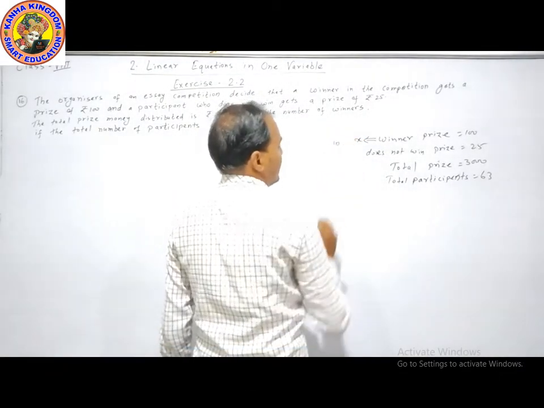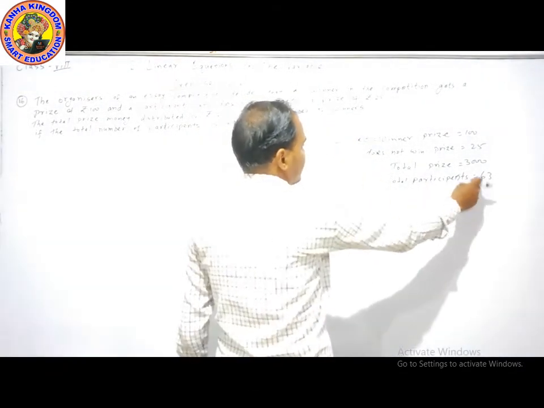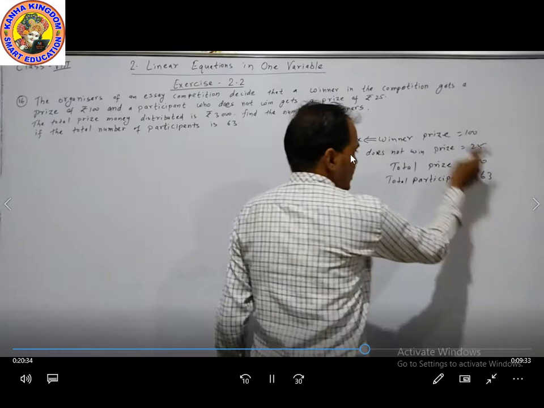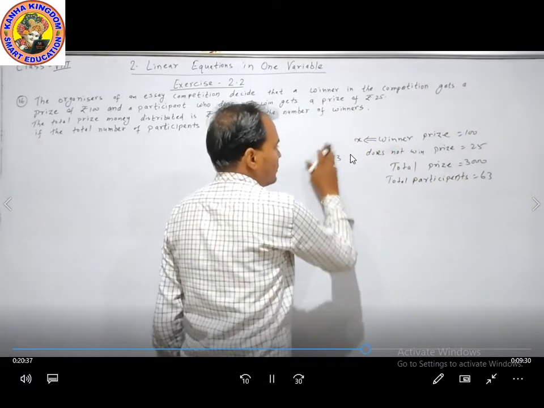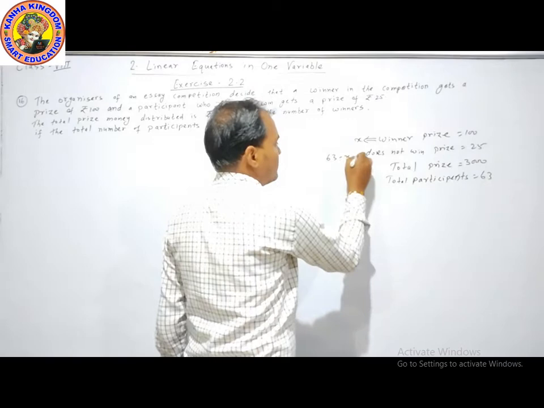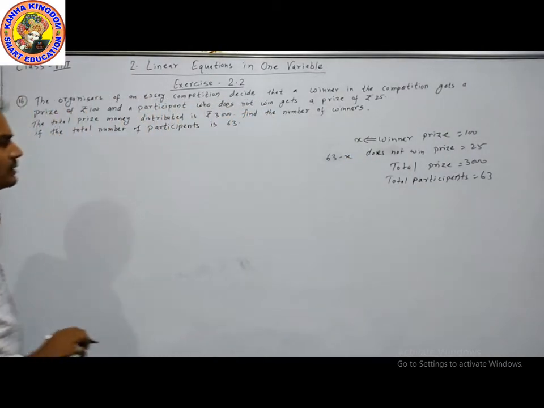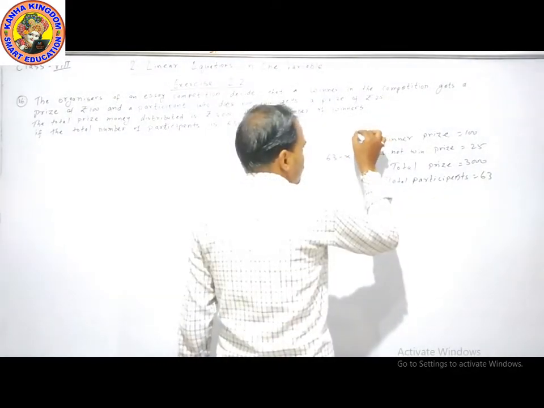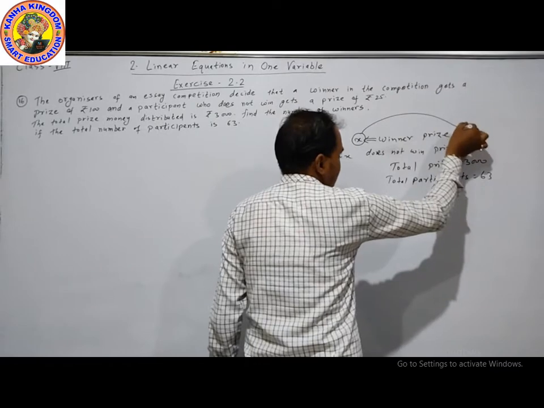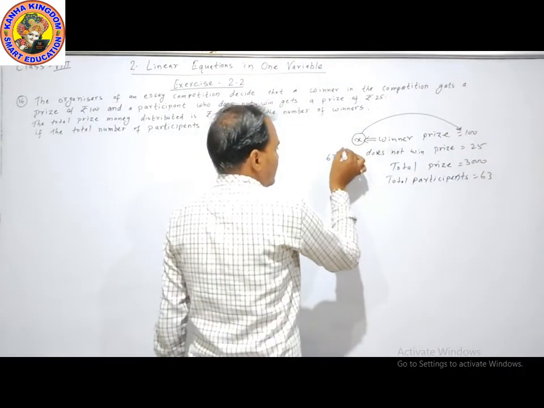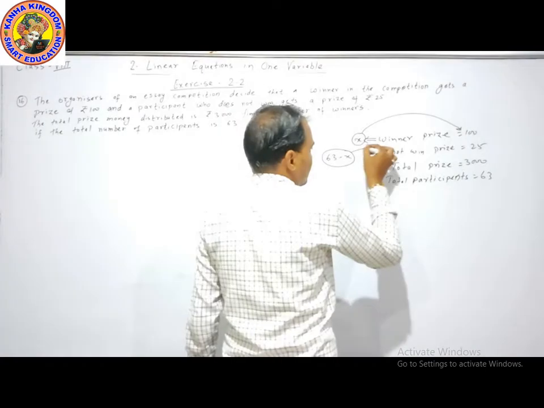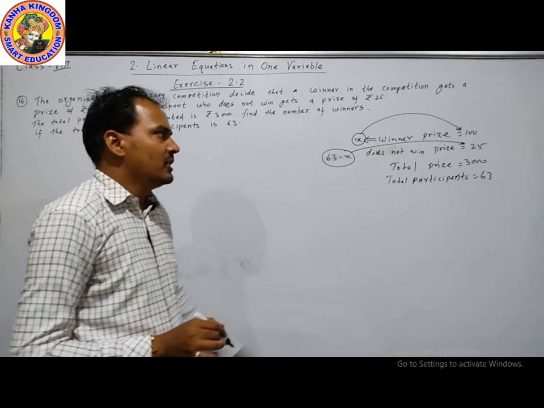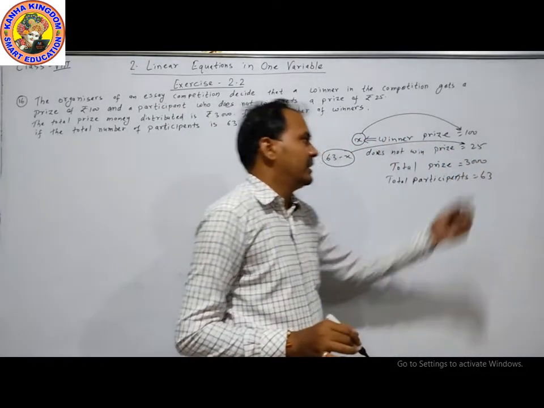Let's assume winners are 10, total is 63, then those who do not win are 53, which means 63 minus 10. So those who do not win are 63 minus X. The prize distributed to winners is X into 100. The prize for the non-winning participants is 63 minus X into 25. The addition of both is the total money.